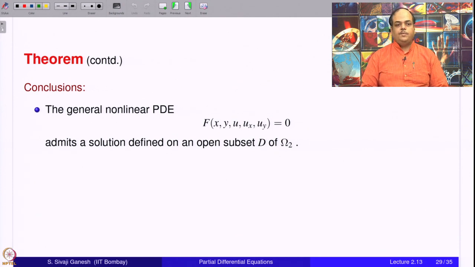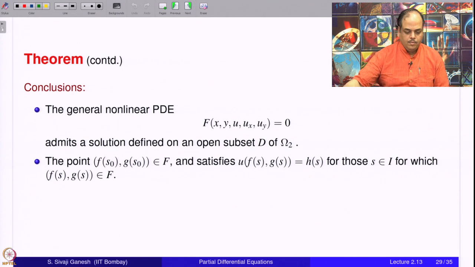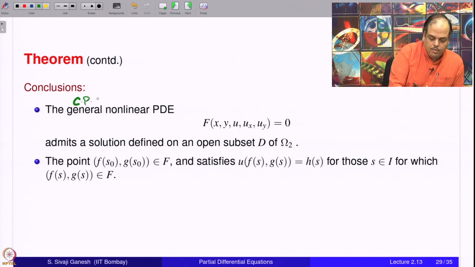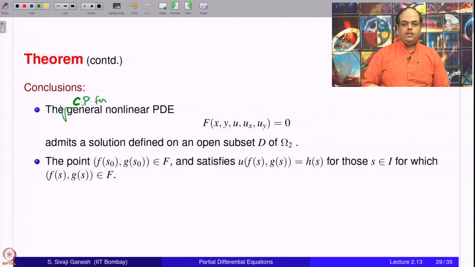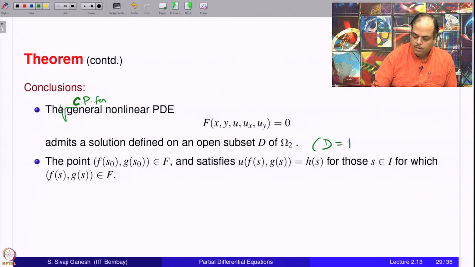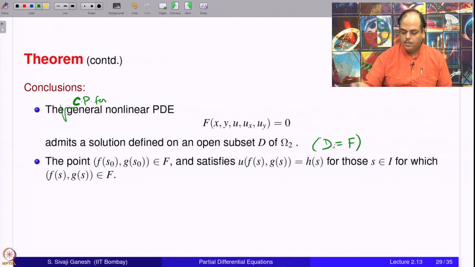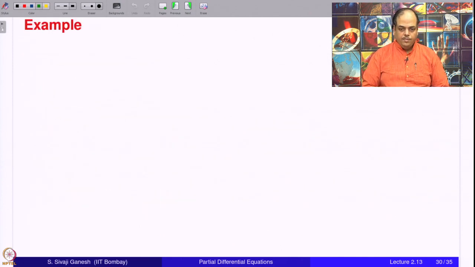Conclusions are, the general nonlinear PDE admits a solution defined in an open subset of omega 2 for the Cauchy problem that is missing here. The Cauchy problem for general nonlinear PDE admits a solution defined in an open set of omega 2, which is F actually. It is not D, it is actually F. We have found D is equal to F, in the proof we have D is equal to F, and the point (f(s0), g(s0)) is in F and satisfies u(f(s), g(s)) equal to h(s) for those s for which this is in F. Further, the solution is locally unique.